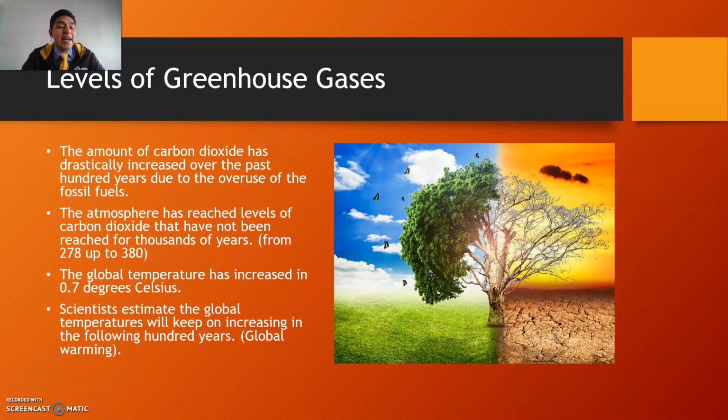The global temperature has increased by 0.7 degrees Celsius. Probably you're wondering, well, 1 degree Celsius is not that much, right? It's even less than 1 degree. So it's not necessary to regulate our carbon production. It's not necessary to change our lifestyle. But think about the future.